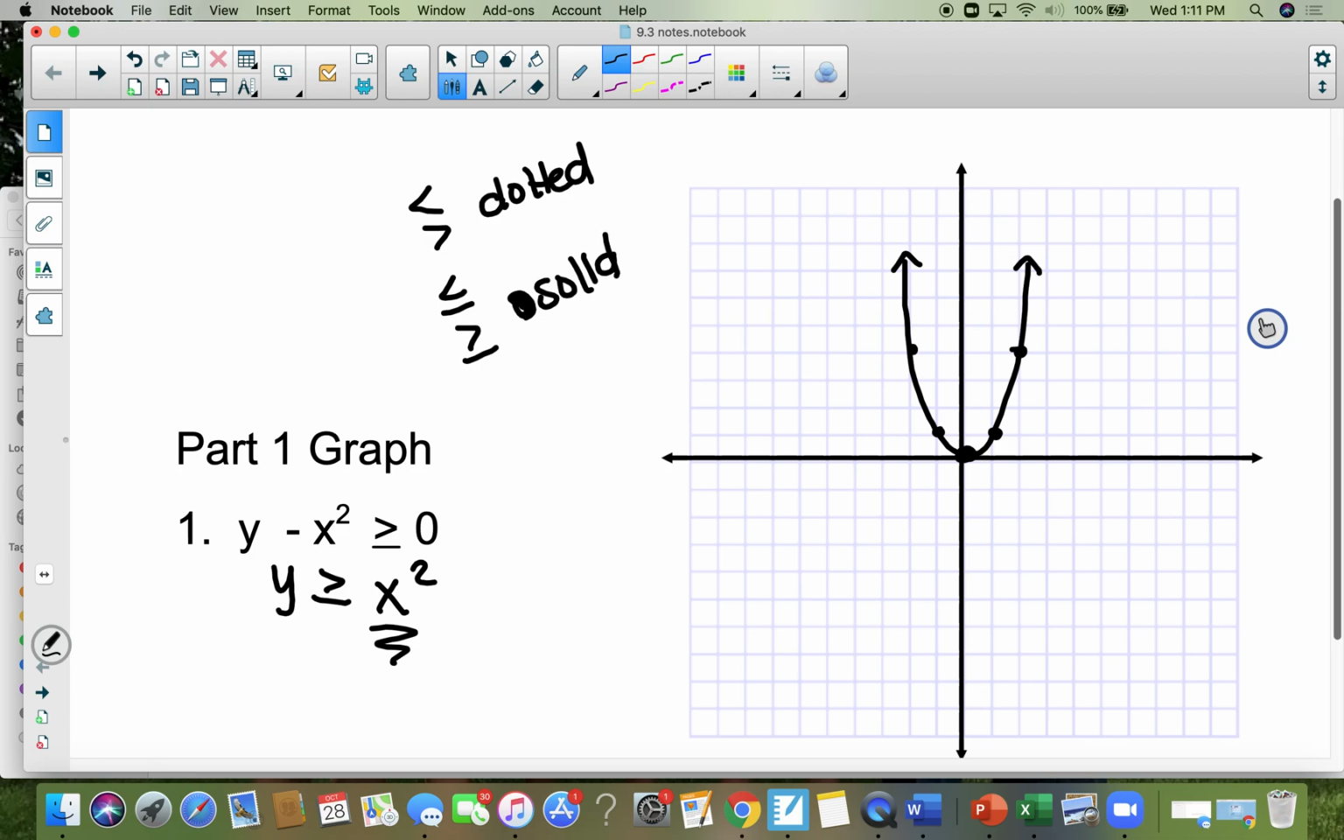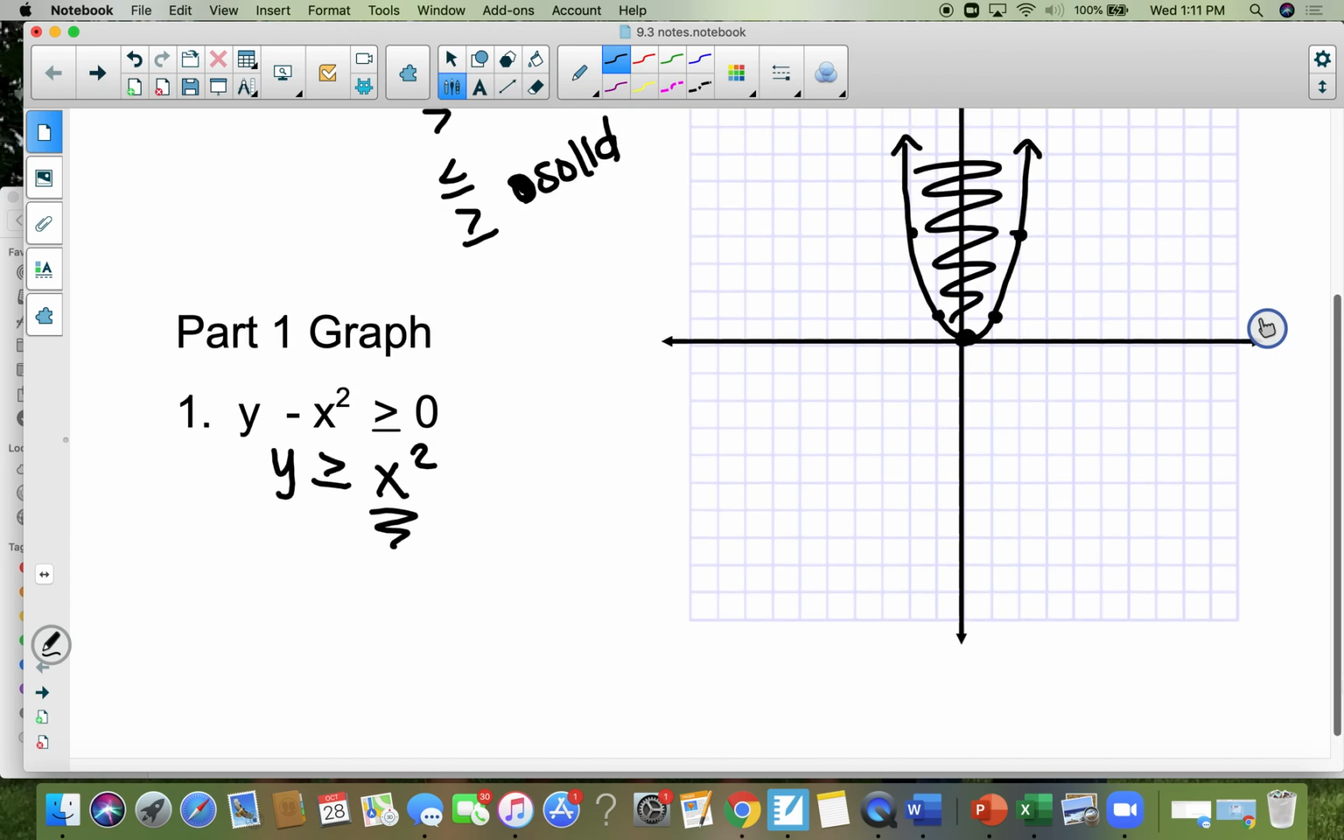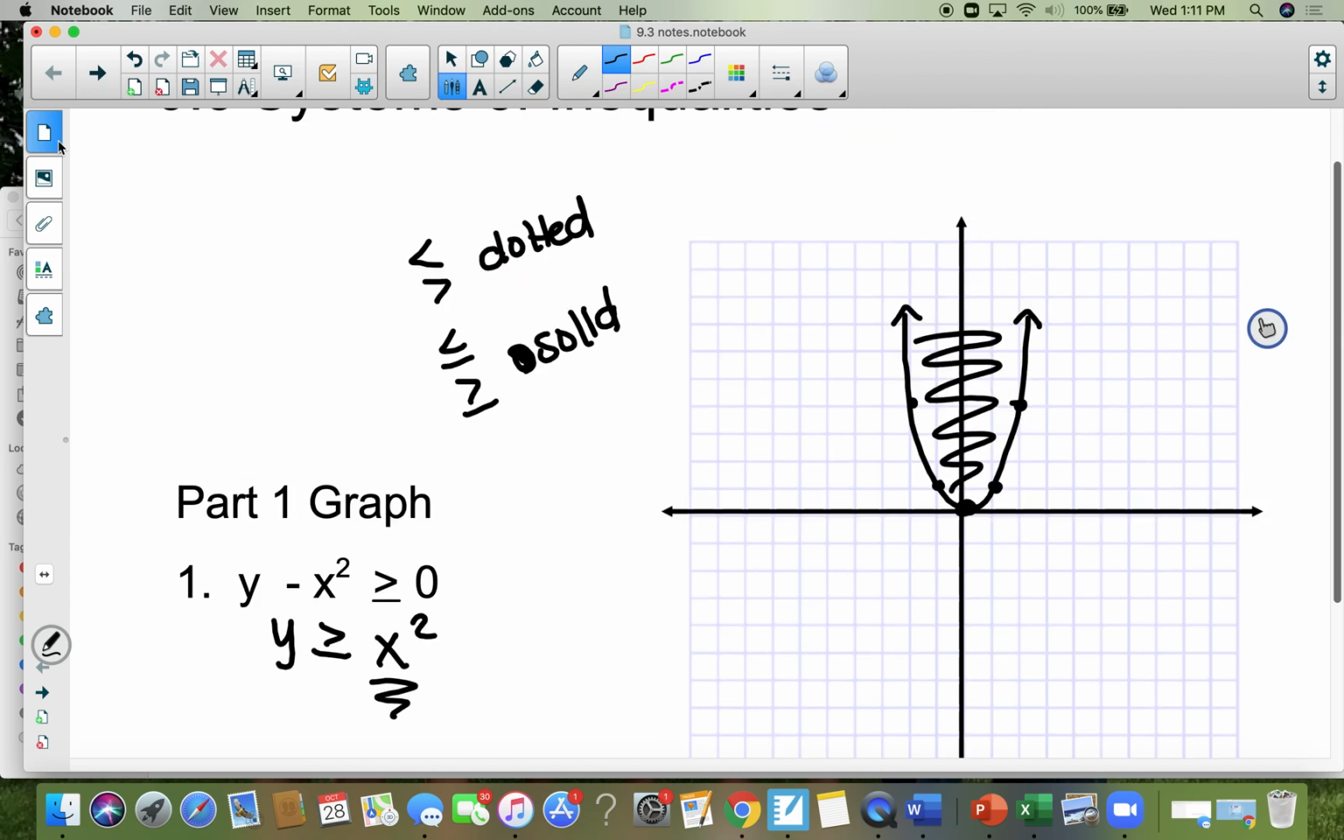And then y needs to be greater than or equal to. Greater than or equal to would be up in here, you would shade for your final answer. So that's part 1. Next problem.